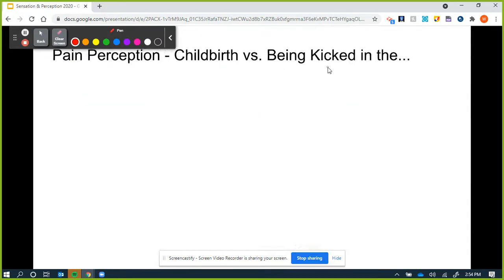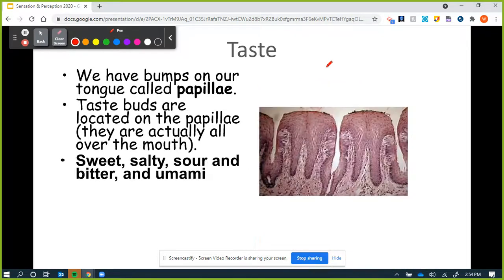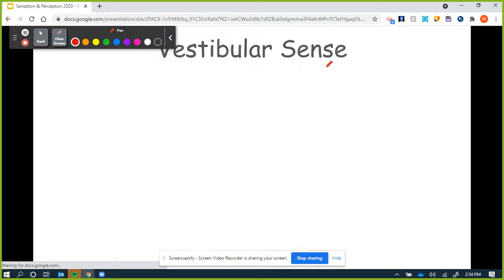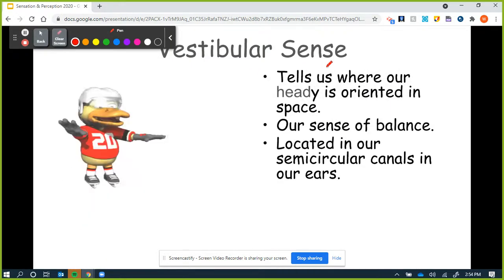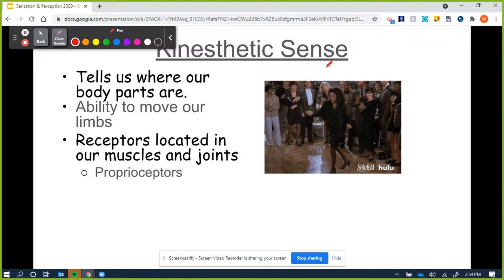All right. Smell, just know olfactory bulb. Taste, know the 5 different types of taste: sweet, salty, sour, bitter, and umami. Vestibular sense is balance. And kinesthesis is our ability to know where our body parts are located without having to look at them.